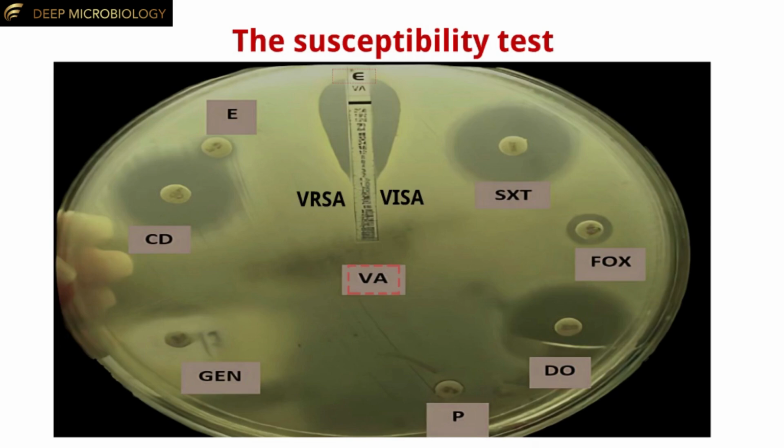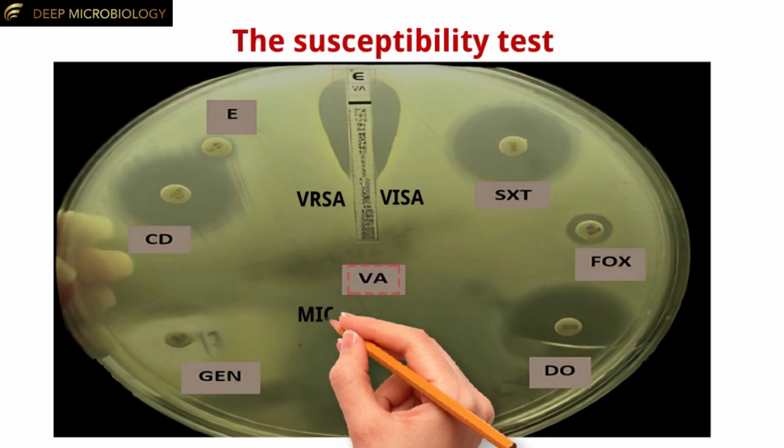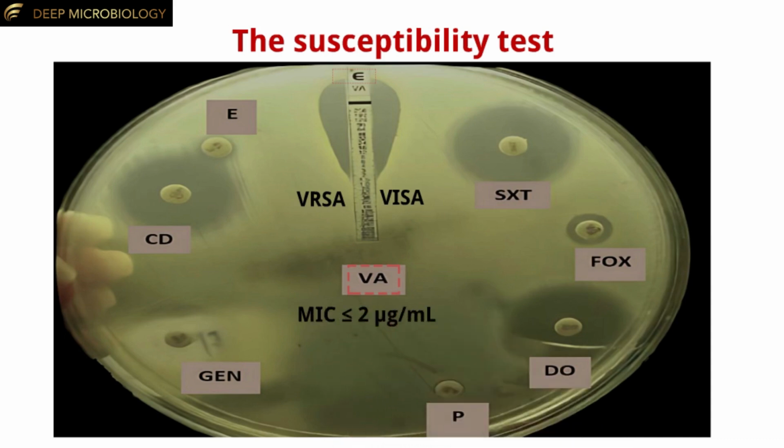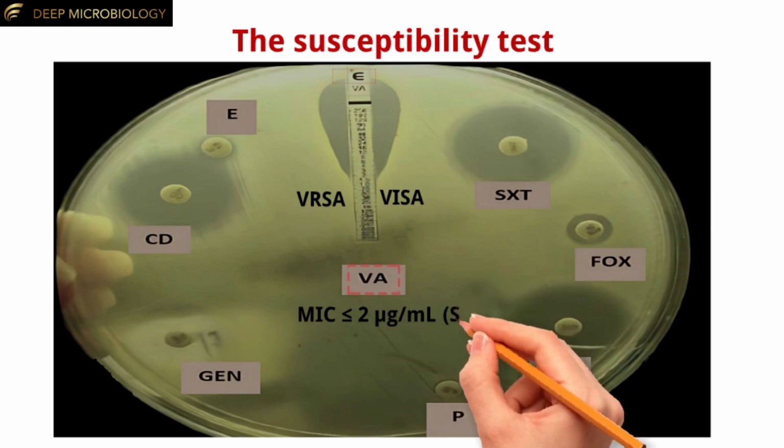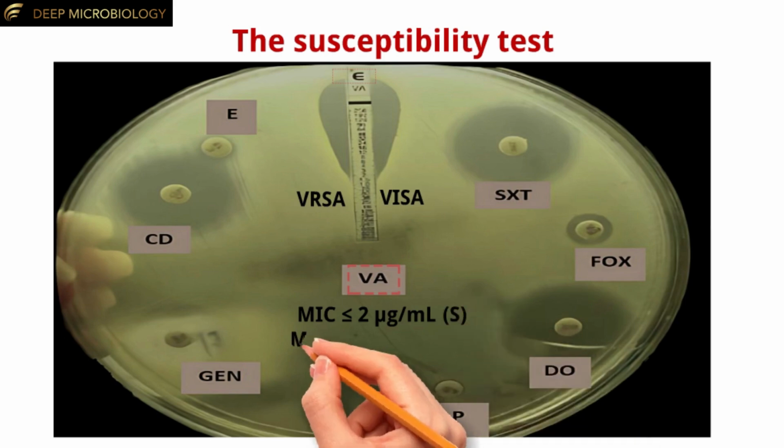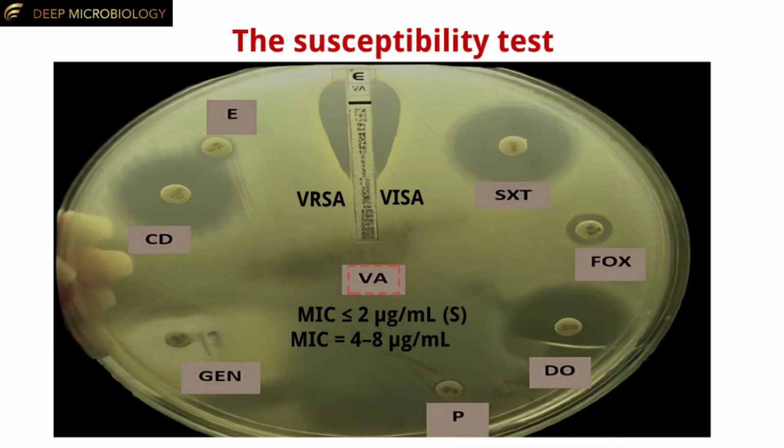The interpretation of vancomycin MIC for Staphylococcus aureus is as follows. If MIC is less than or equal to 2 micrograms per milliliter, it indicates that the strain responds to vancomycin therapy, and if MIC is 4 to 8 micrograms per milliliter, it indicates reduced susceptibility.